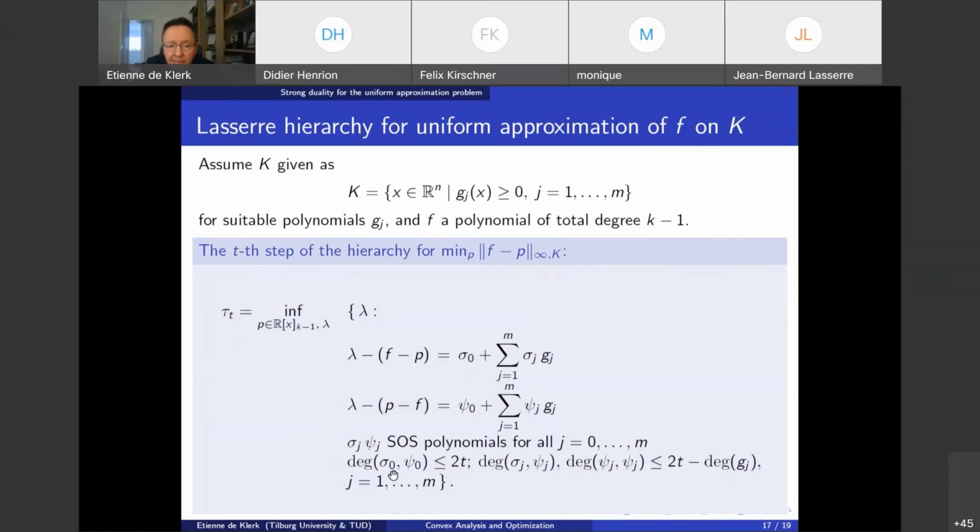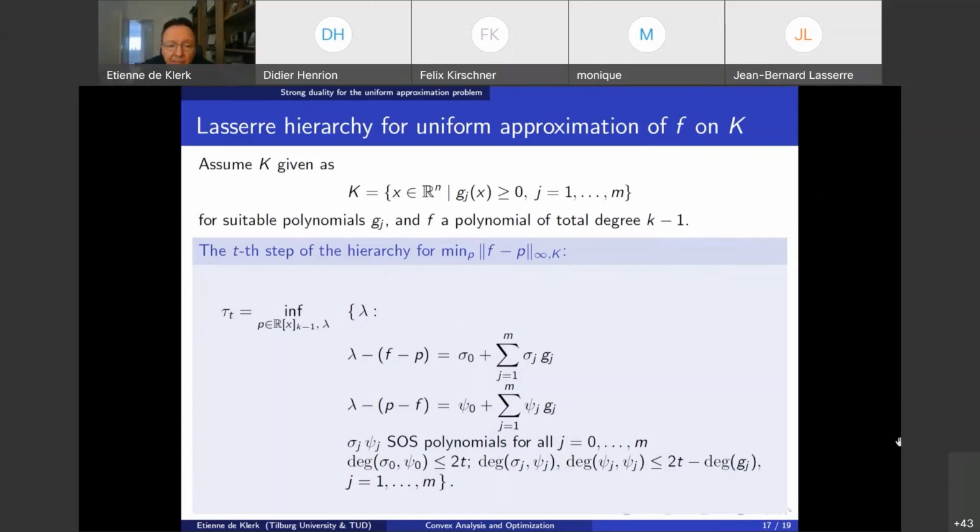So basically, on the t-th level of the hierarchy, these sums of squares, sigma 0 and psi 0, have degree at most 2t, and then these ones here have degree at most 2t minus the sum of the degrees of g. So basically, just so that the product here also has degree at most 2t. These then give us upper bounds on the smallest supremum norm in the approximation, and as t goes to infinity, this converges to the best uniform approximation norm.